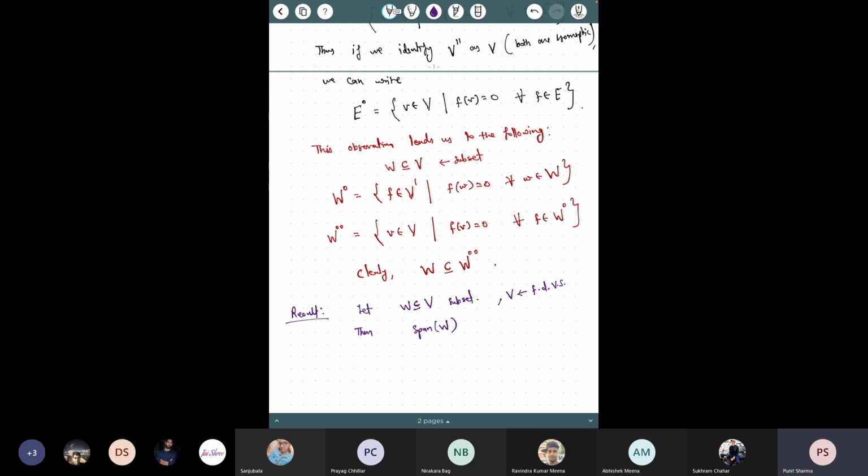Now here I said that W is a subset, so I am starting with a subset, so it may not be a subspace. Then what I can say is that the span of W is equal to W double annihilator. When it's a subspace, you can just say W is equal to W double annihilator, but here I started with a subset. So if I want to say that this is equal to W double annihilator, I will have to make it a subspace, that means the span of W. So we can say that the span of W is equal to W double annihilator. Let's prove this.